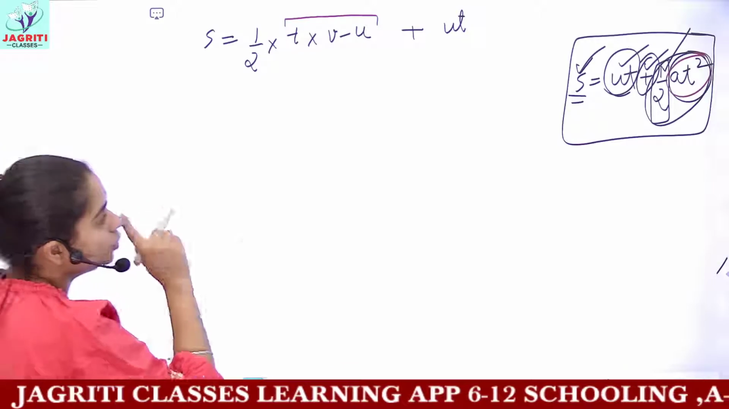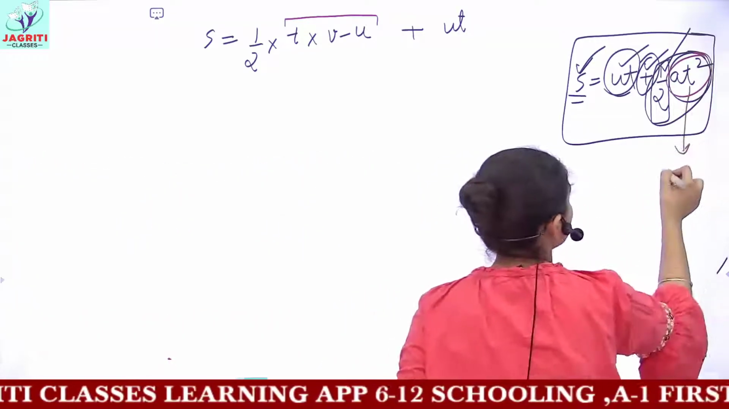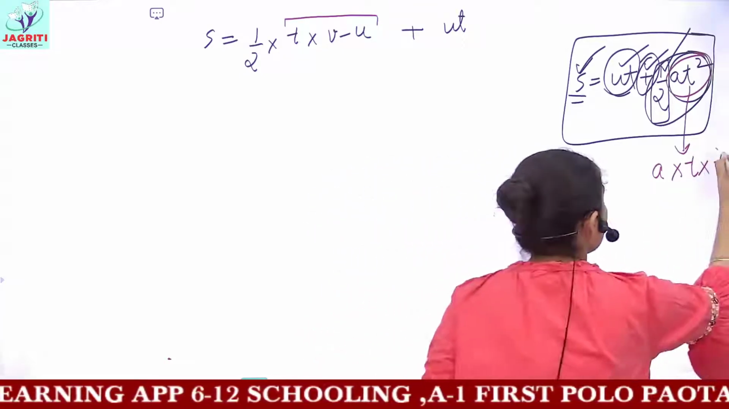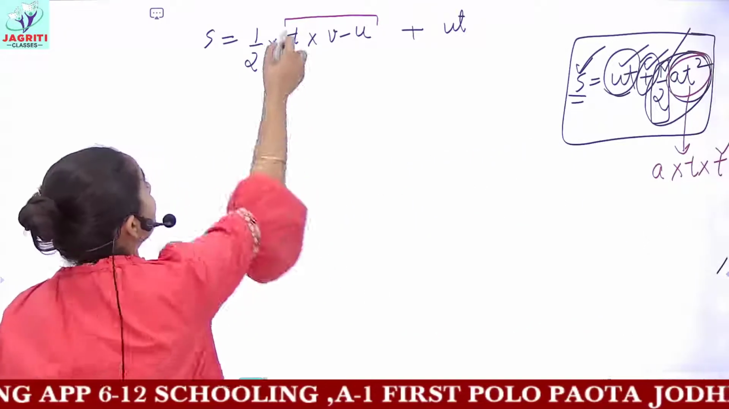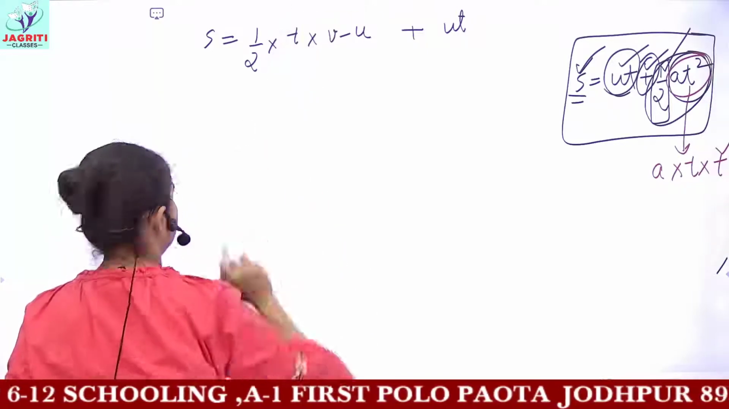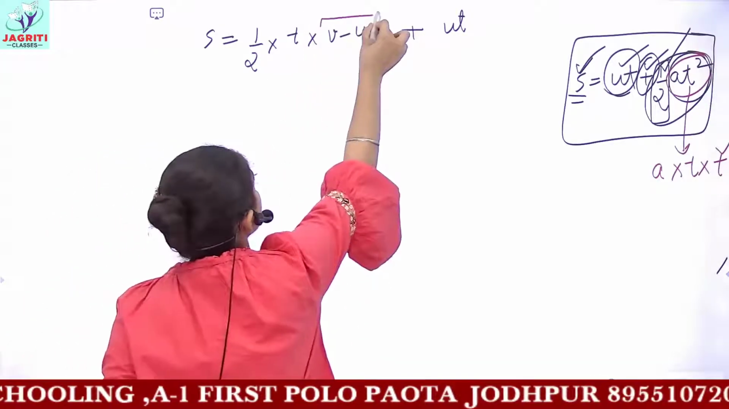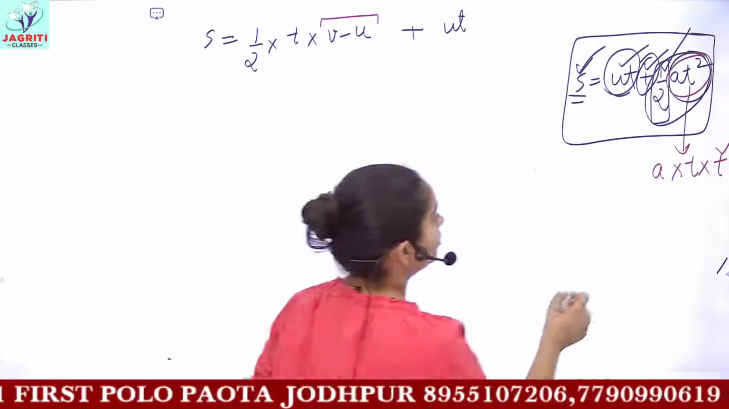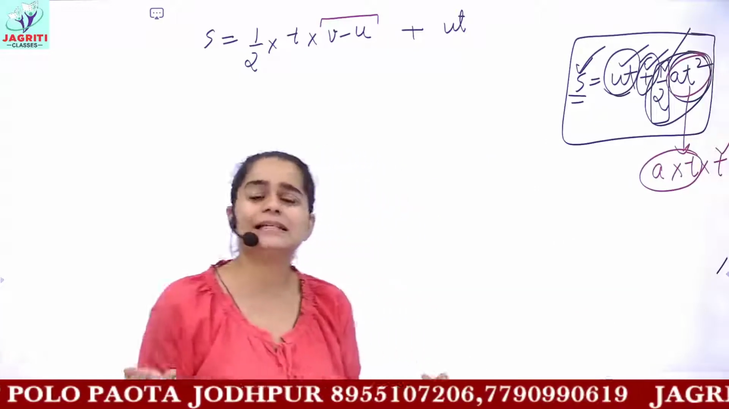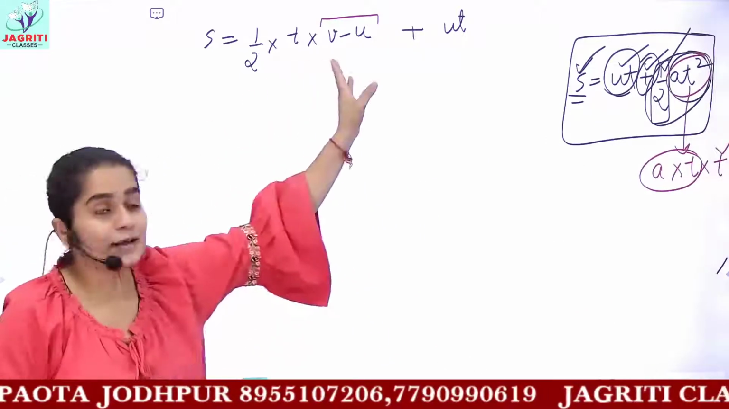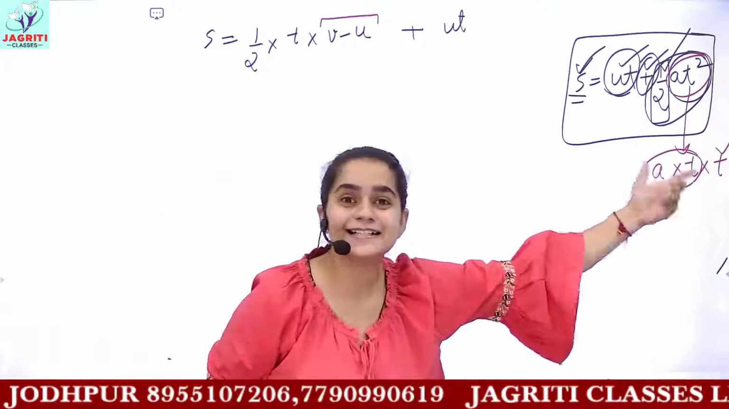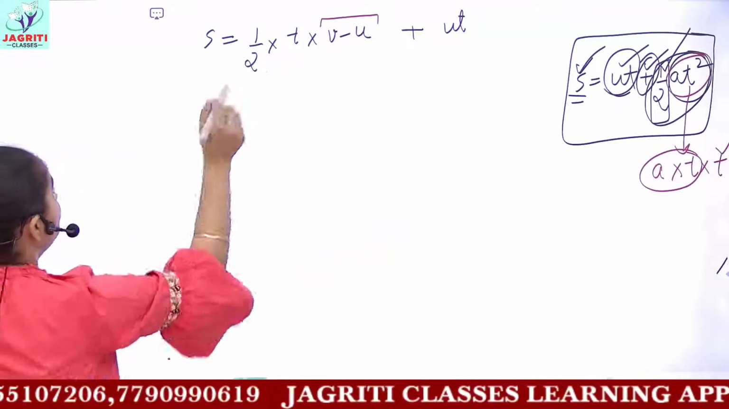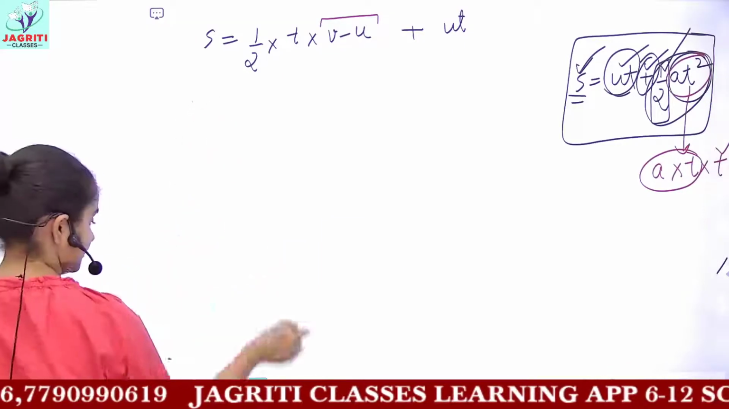Now let's see, you want a t square. A t square is actually what? A into t. Then you can say that you already have one t also with you, which is this t. So now you have to make changes in just v minus u, and in place of this v minus u, I want to get at. This is my aim, and if I am successful, then we'll get the answer, that is s equals ut plus half at square.